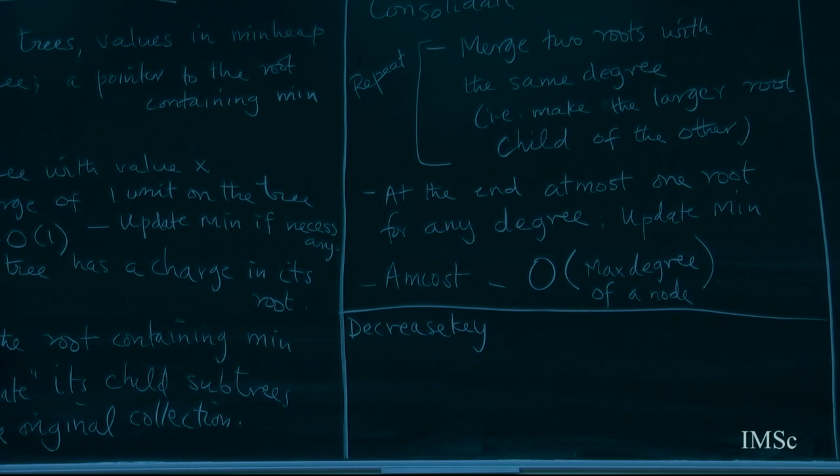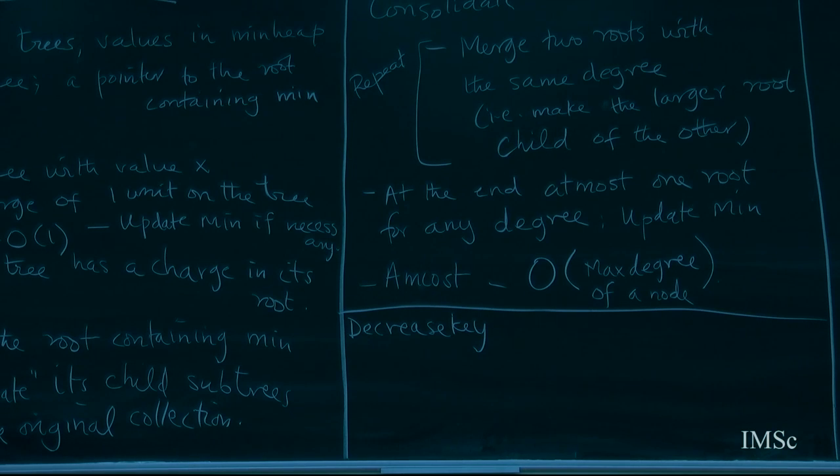So a Fibonacci heap is a collection of trees, like this, and each node has a value and each tree is arranged, the values are arranged in min heap order. In addition, I'll have a pointer to the root containing min. So if this is a root that contains a min, I'll store that.